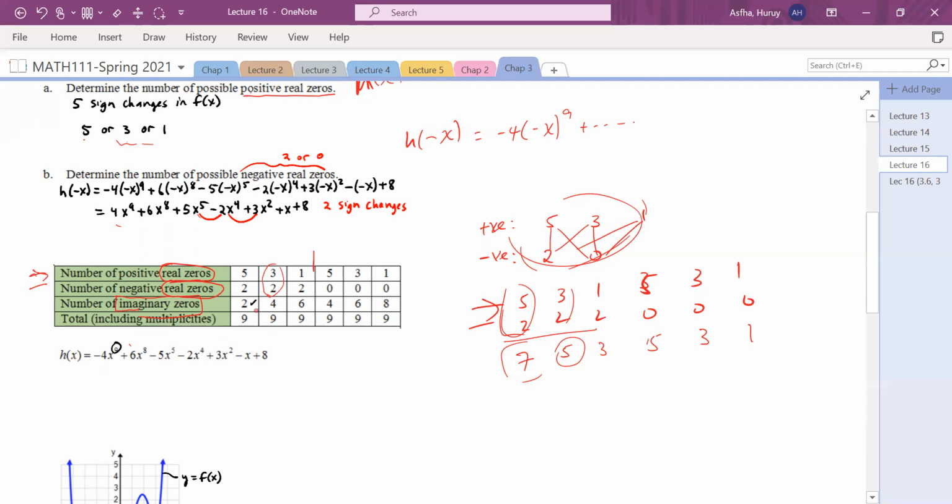So as you can see, the last row is the sum, and all of them are 9. It's just 9 minus the sum of these 2 rows to find the last row, or the third row, to find the number of imaginary zeros. Okay, so this is how we can determine the possible positive real zeros, possible negative real zeros, and imaginary zeros.